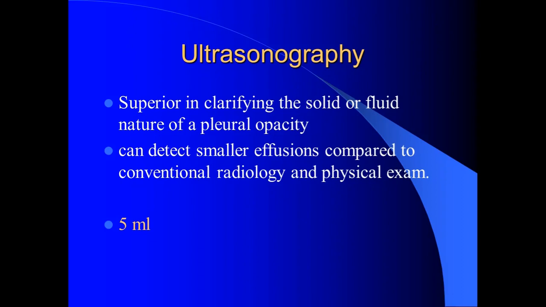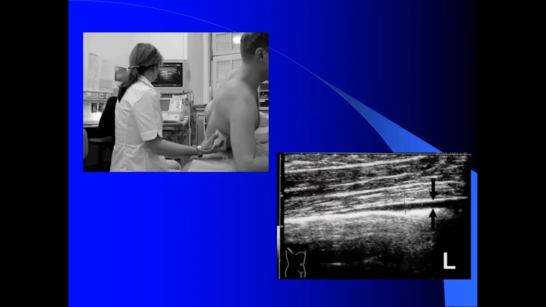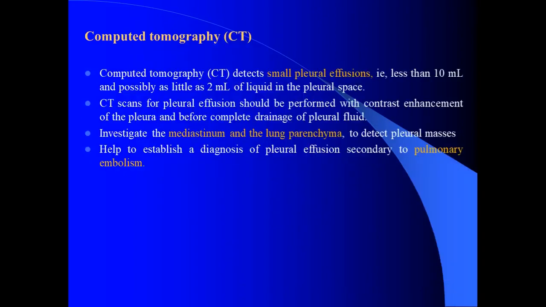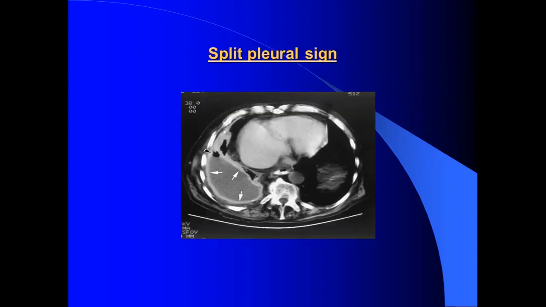Ultrasound is also superior to clarify the fluid amount, and it can also detect smaller pleural effusions, up to 5 ml. It is operator dependent. A CT scan can also detect a very small amount of pleural effusion and give us an idea about the mediastinum and the lung parenchyma.